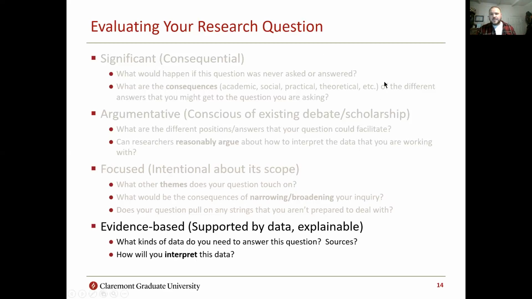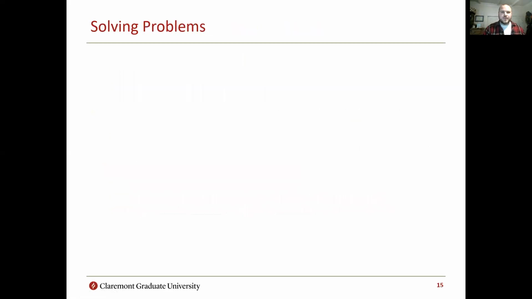When we talk about the evidence-based nature of a research question, it just needs to be supportable by data. It needs to be explainable. So what kinds of data do you need to answer this question? Where are you going to get the data? And then how are you going to interpret it, right? So sourcing that data, then analyzing it are two separate prospects.